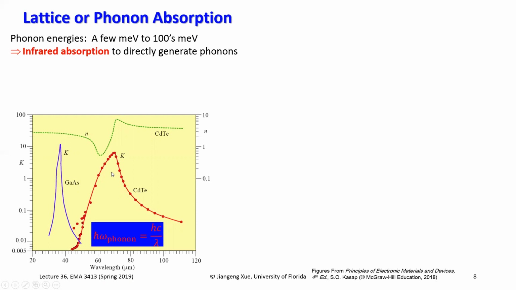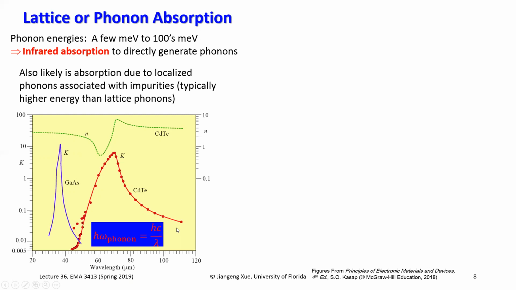And so the requirement is that the phonon energy is the same as the photon energy. That requires the wavelength of the light to be in the infrared spectrum. And obviously, in addition to these lattice phonons, we may also have localized phonons due to impurities. So by looking at the absorption coefficient or the extinction coefficient corresponding to these modes, we can determine how abundant those defects are.